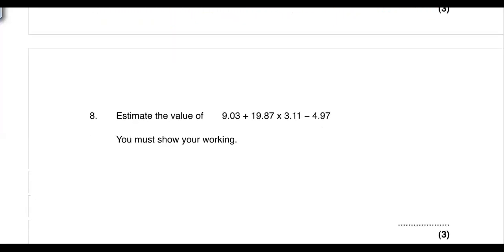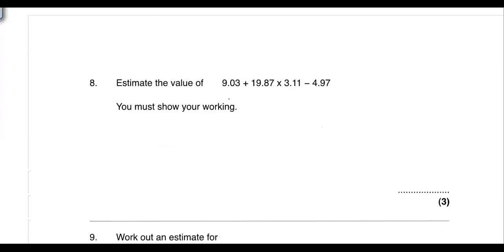Now for this one also, round each one to one significant figure. Rounding this to one significant figure will be just 9. Plus, rounding this to one significant figure will be 20. Rounding this to one significant figure will be 3. Minus, rounding this to one significant figure will be 5. You know very well now how to round to one significant figure. Still, if anybody is not feeling comfortable with rounding to one significant figure, let me know. I'm there to answer.